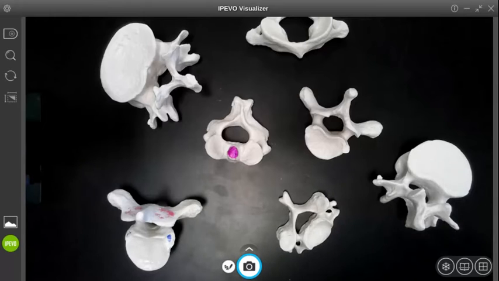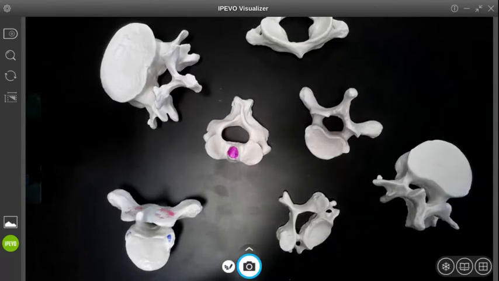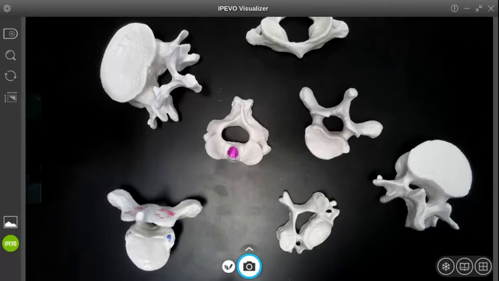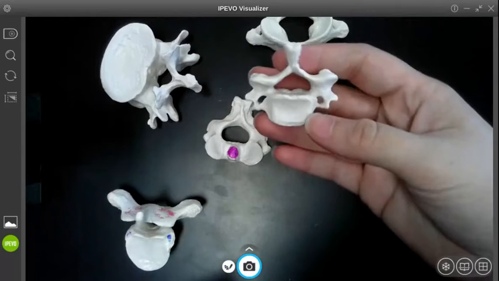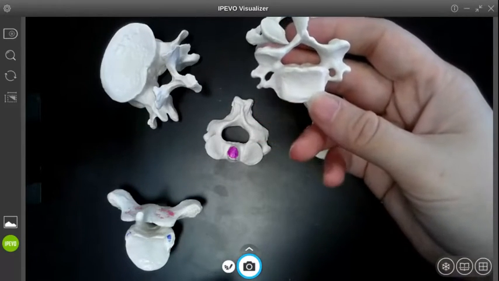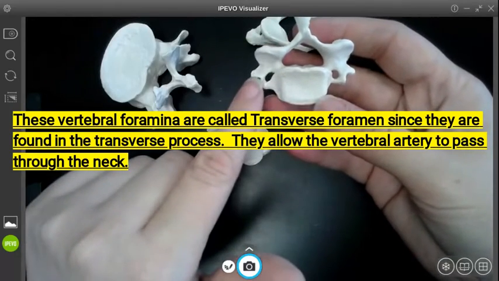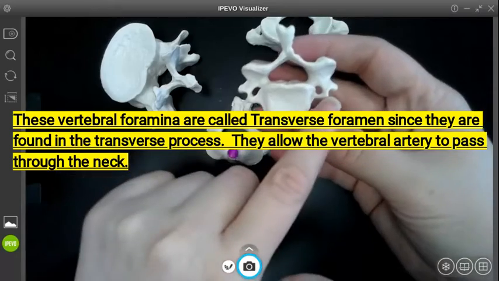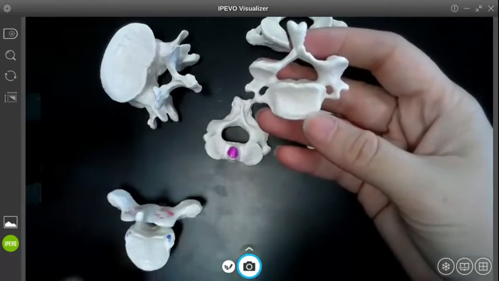I'm going to point out some things so you can learn how to tell the difference between cervical, thoracic, and lumbar vertebra. This one I'm going to start with. This is a cervical vertebra. The reason I know this is one, it's small, but the biggest indication is the two vertebral foramina here, which all cervical vertebrae are actually going to have those two holes here.